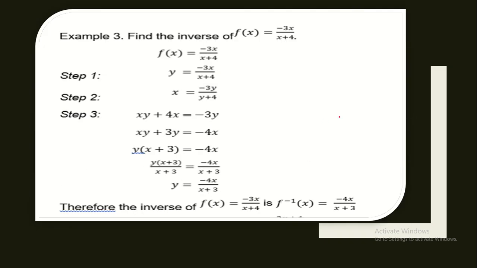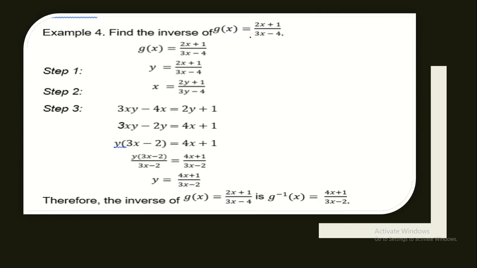Another example. F of x is equal to negative 3x over x plus 4. So, same step guys. Nagpapalit lang. So, lahat ng x, palitan mo ng y. Tapos, cross multiply. Okay? And sa last is makukuha mo is negative 4x over x plus 3.